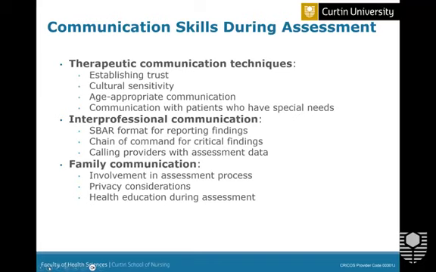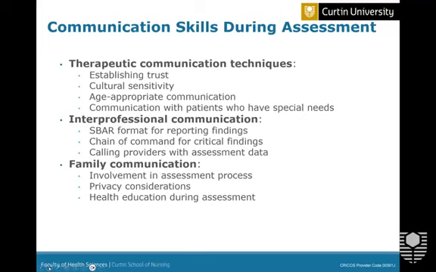We also have an interprofessional communication approach that we use, and so we use ISBAR or SBAR formats for reporting findings. We also have a chain of command for critical findings or interventions required, such as in our AORC chart, and we also consult with other providers in relation to assessment data. So it might be around referral processes or consultation processes required.